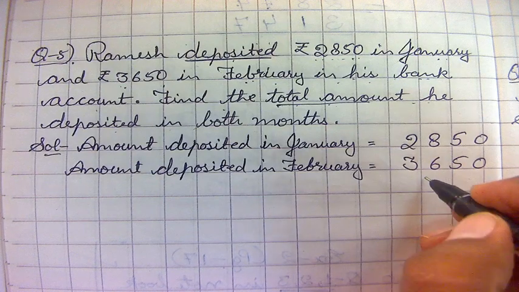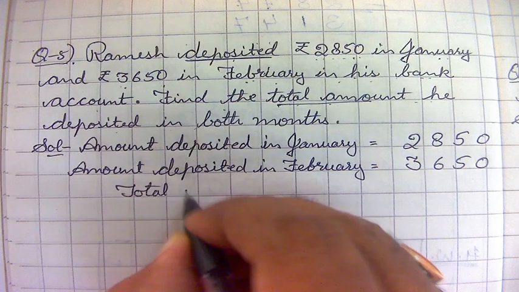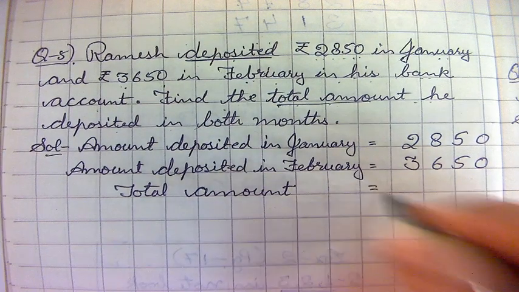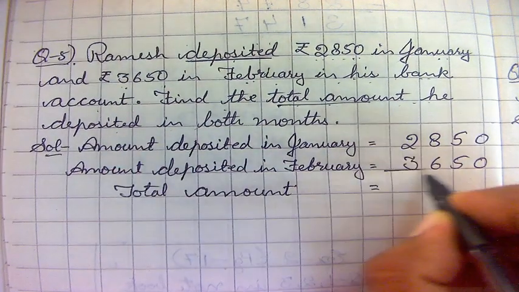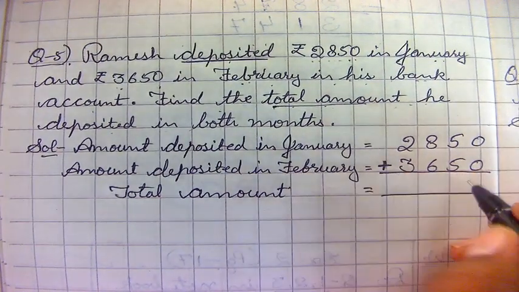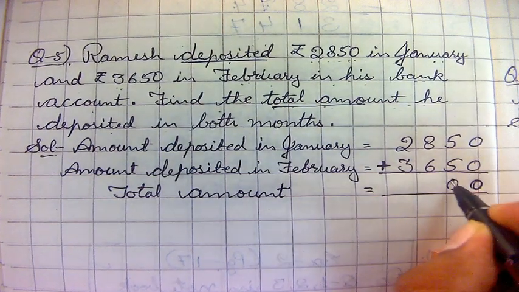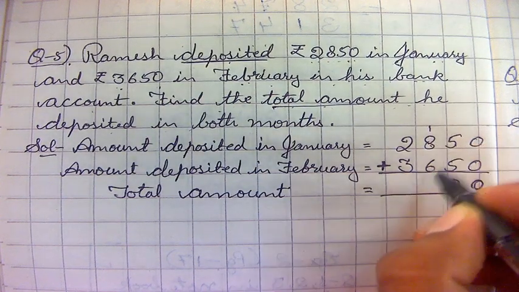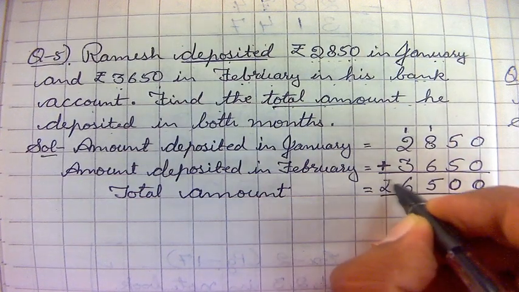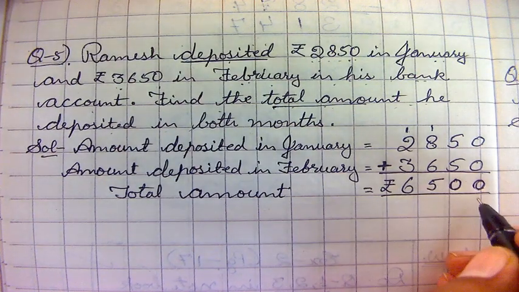The digits, places should match. Now you need to find the total amount. So what is the total amount he has deposited? In order to find the total, you will add both the values. 0 plus 0 gives you 0. 5 plus 5 is 10, 1 carried. 8 plus 1, 9. 9 plus 6, 15, 1 carried, and this is 6. So the total amount that is deposited is 6,500.